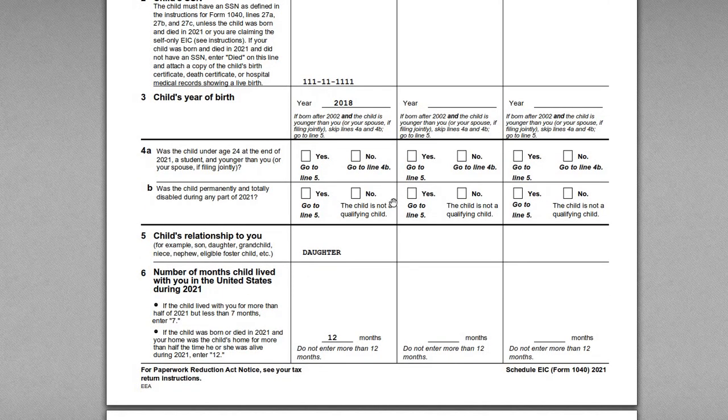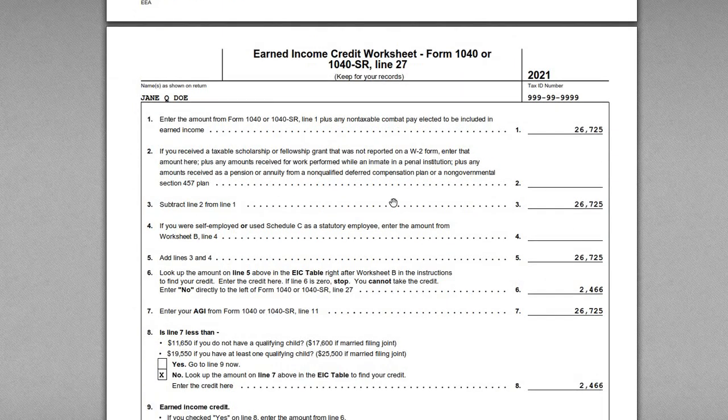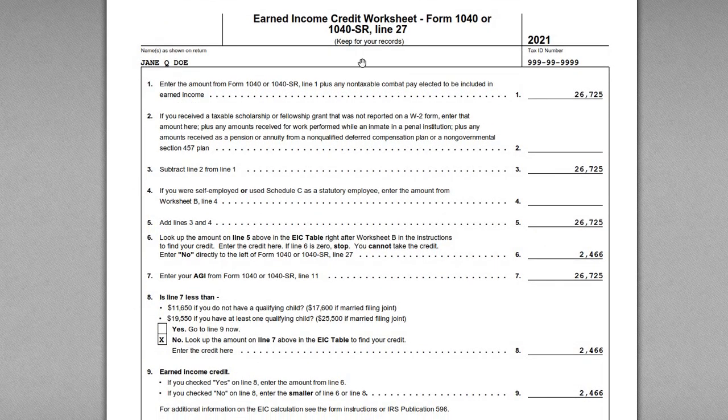Okay, so once that's completed, you move on to the earned income credit worksheet. So this is simply a worksheet. It's also found in publication 596. This is filled out by you to calculate what credit you have, but it's not filed with the return. So you keep this for your records. You don't have to file this with the IRS, but you need to keep it, and you should use it to be able to calculate what your credit is.